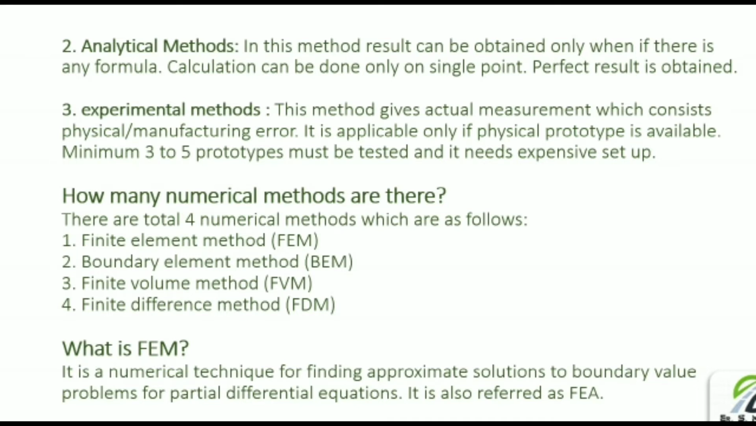Analytical methods we have already seen, or I have told you previously, that in this method the result can be obtained only if there is a formula. Calculation can be done only at a single point, and a perfect result is obtained. The experimental method gives actual measurement, which includes physical manufacturing error. It is applicable only if a physical prototype is available. Minimum 3 to 5 prototypes must be tested and it needs an expensive setup.